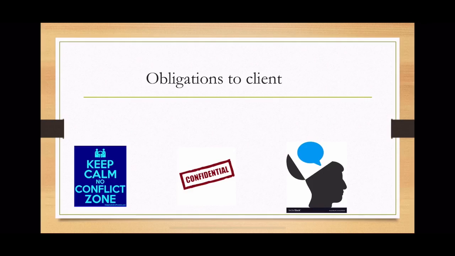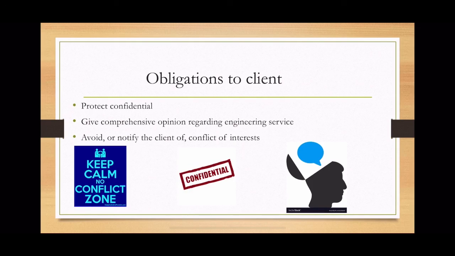Today I'm going to present about the obligation toward third-party clients and also the profession when committed to engineering service. First, the obligation to the client. Engineers should protect the confidentiality of the engineering project and give a comprehensive opinion regarding the engineering service. This is to ensure that the client knows about all the progress of the engineering project.